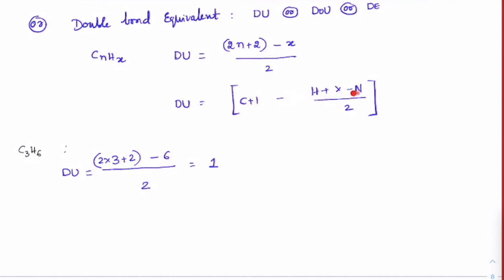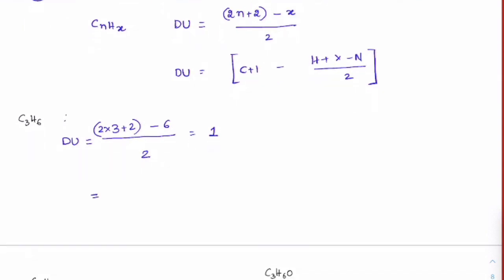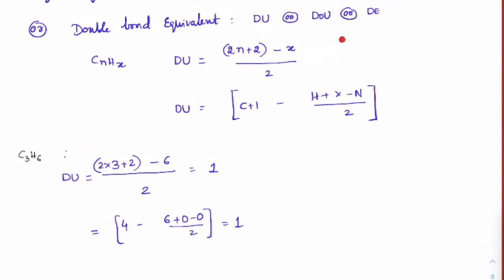I can use this formula also. Let me show you with that formula as well. Suppose there are 3 carbons, 3 plus 1, that makes it 4, minus the number of hydrogens given to us, which is 6, plus there are no halogens and no nitrogens, by 2. So that is also coming as 1. You could use this formula or that formula, whichever way you are comfortable.